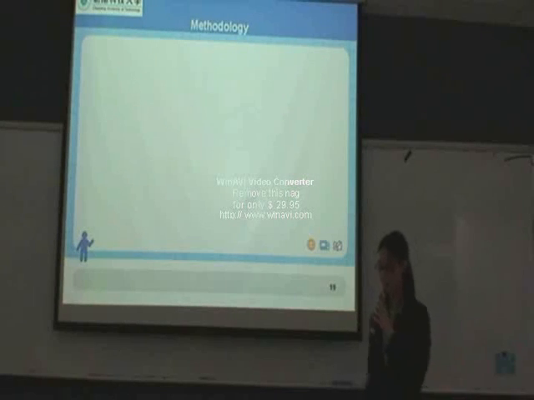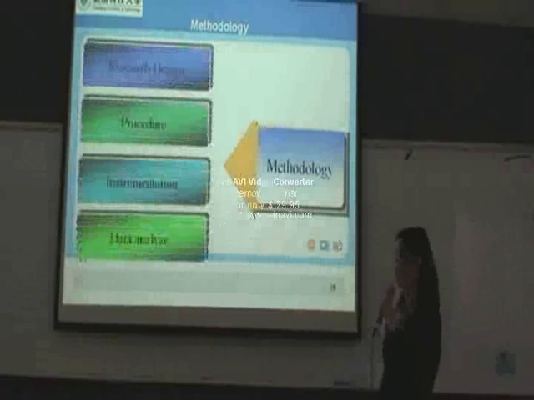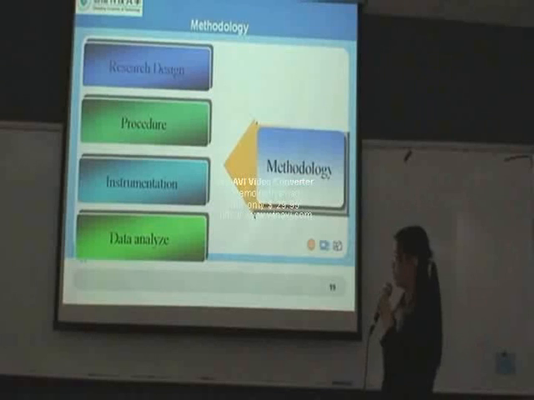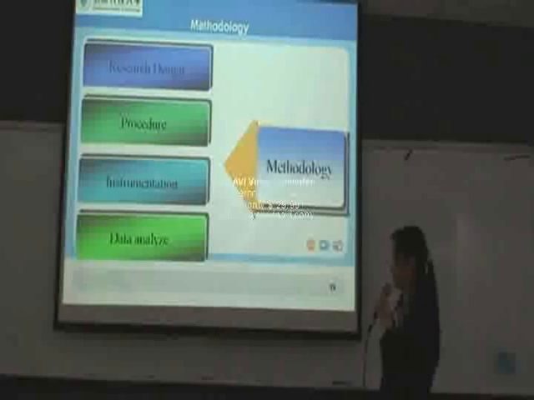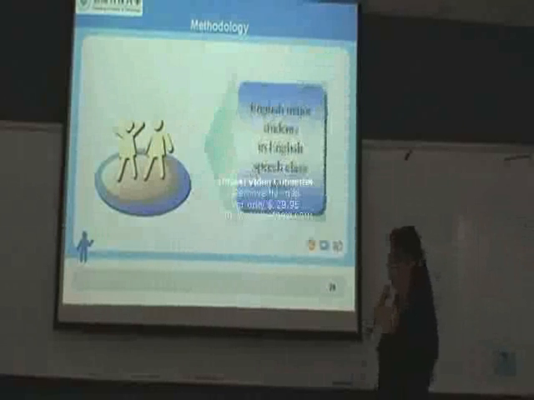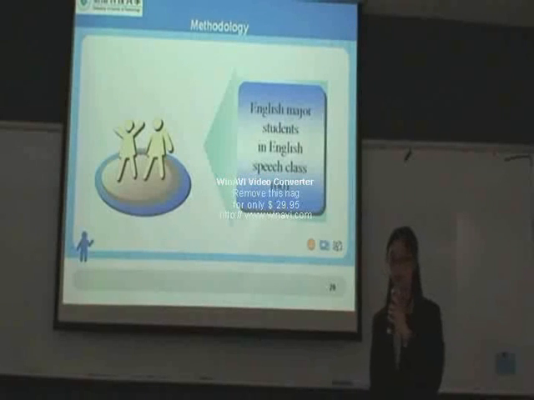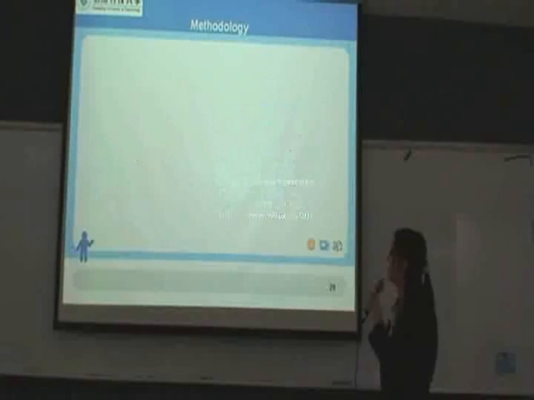And next is the methodology part. There are four parts in my methodology, starting from the participants, research design and procedure, instrumentation, and finally the data analysis. First, the participants. The participants in this study will be students enrolled in an English speech class, and the number of participants might be around 60 students.